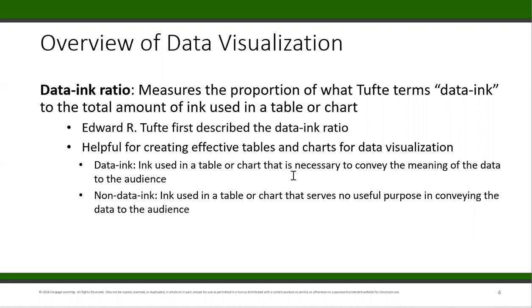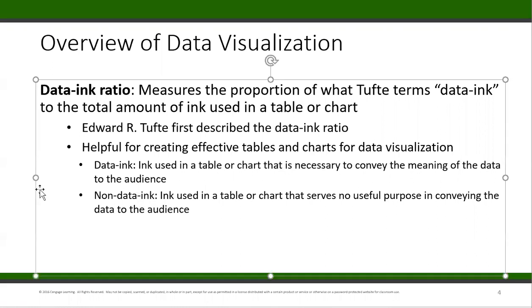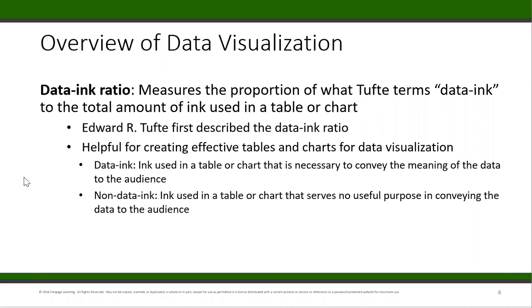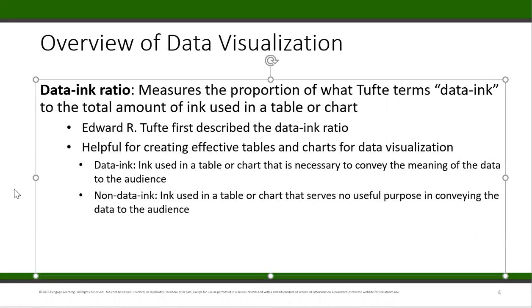You want to use the ink if it's necessary. You don't want to use non-data ink, something that is redundant. You don't want to waste your ink, basically. So ideally, you want this data ink ratio to be close to 1. All the ink is used effectively, for something that is necessary to convey the meaning of the data to the audience.